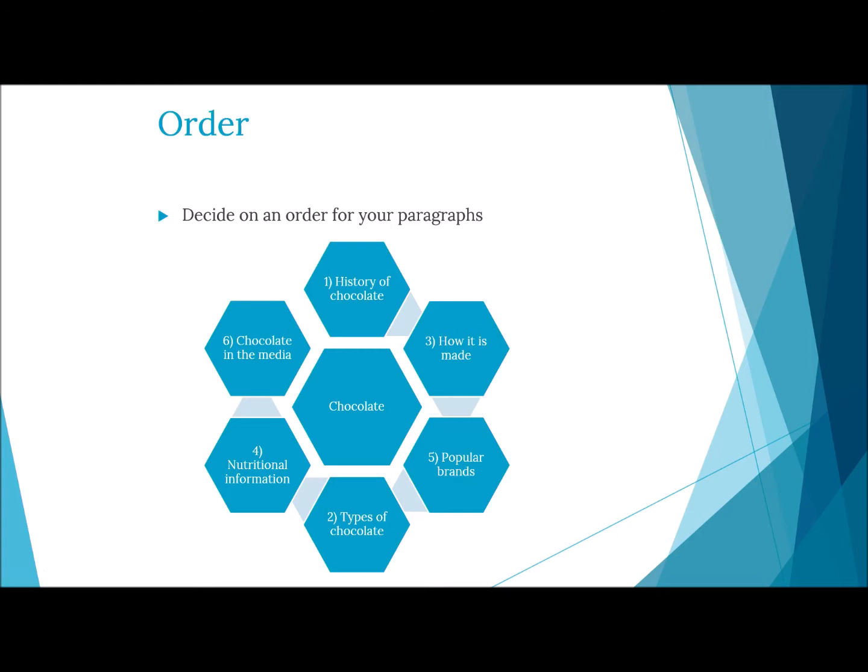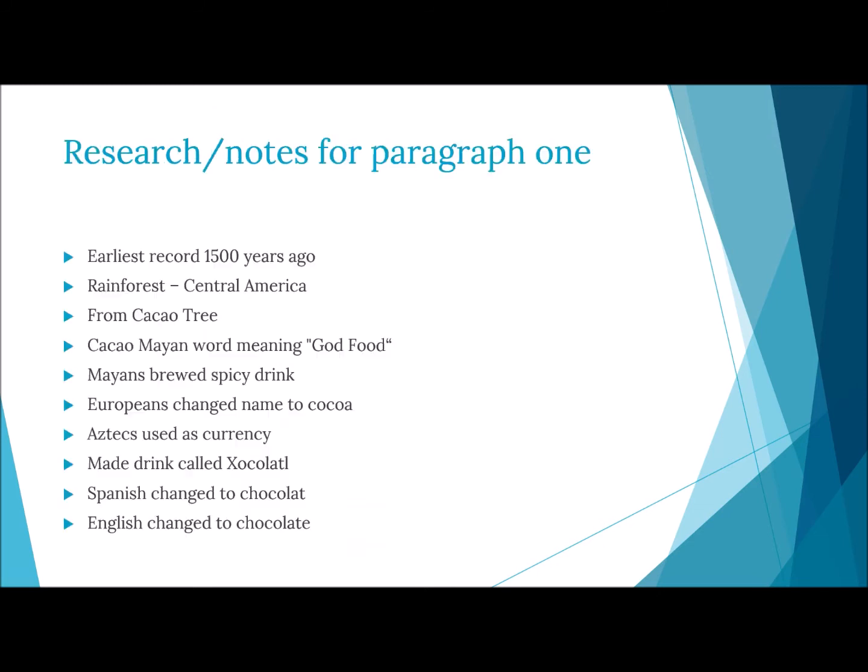So I've decided to start off with the history, then the types, then how it's made, nutritional information, popularity, and then chocolate in the media. I may decide as I'm writing to skip some of those or to combine them, and that's fine. And again, I can rearrange it afterwards if I wish to. So I'm going to focus on number 1, the history of chocolate.